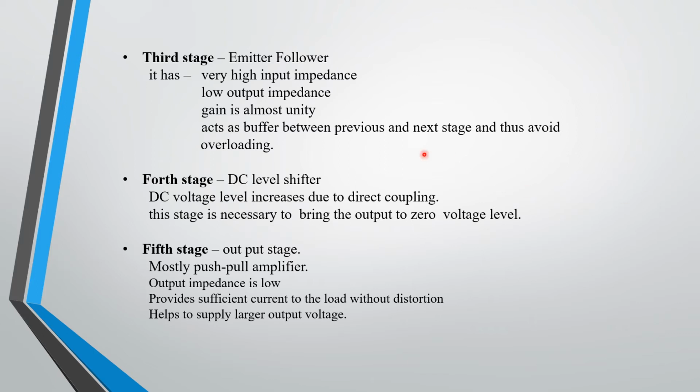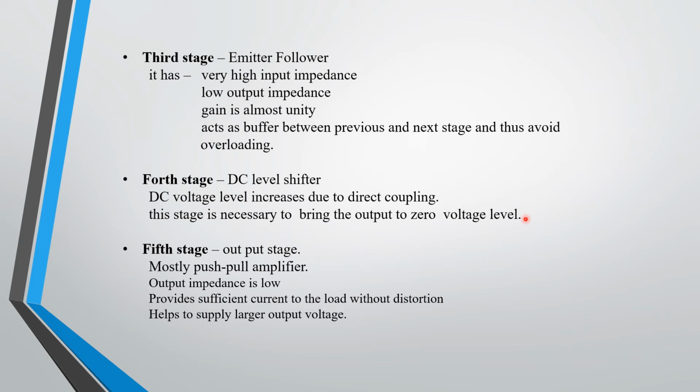The next stage, that is fourth stage. Fourth stage is what? DC level shifter. DC voltage level of the cascaded stages increases due to direct coupling, and finally it may be equal to the power supply voltage. Also, in absence of any input, the output may not be equal to 0. Therefore, this DC level shifter stage is necessary to bring the output to the ground voltage level or 0 voltage level.